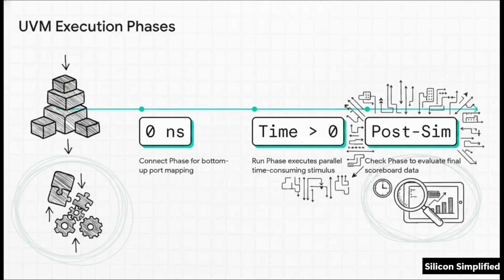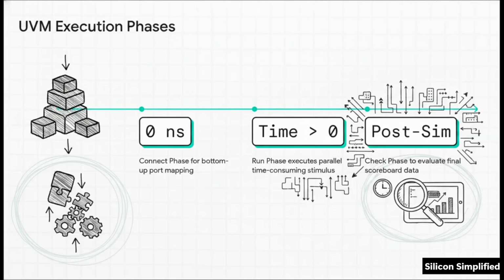First, we have these non-time-consuming phases that all happen at simulation time 0. During the build phase, we don't just build components randomly, we register them with the UVM factory. Actually, here's a classic interview question for you. Why do we register every component with the factory and use the typeid.create function instead of just using standard SystemVerilog new constructors? Well, the answer is that the factory exists to give us ultimate flexibility.